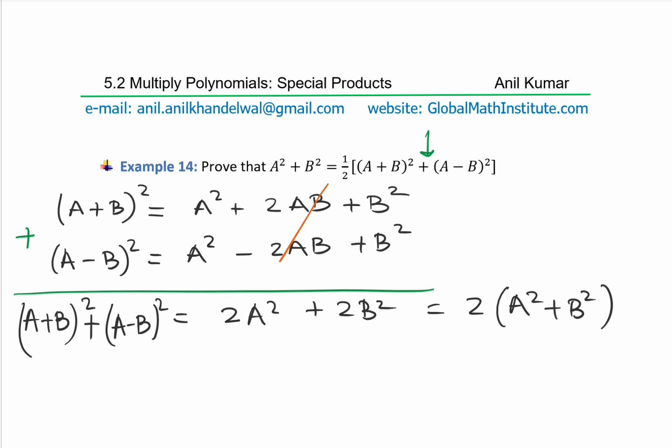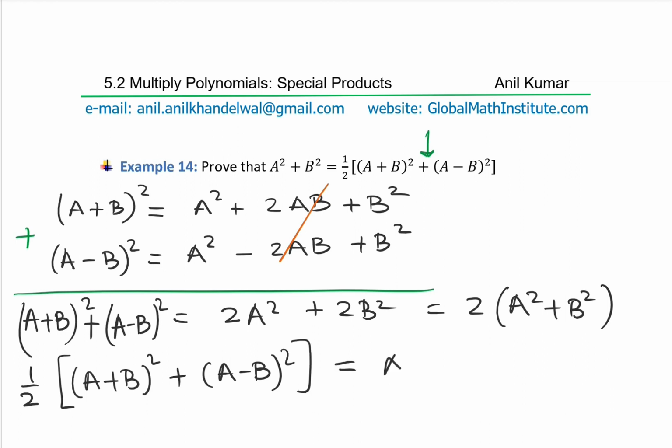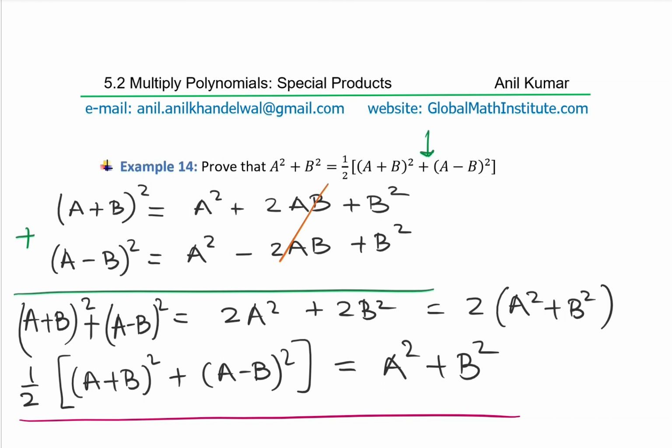Now we need to find what is a square plus b square. So we'll divide by 2 on both the sides. And what we get here is half of a plus b whole square plus a minus b whole square is equal to a square plus b square. And that is the formula which we wanted to derive. Is that clear to you? Now this is an excellent formula which we have just derived, and in many multiple choice questions, direct application of this formula can help you nail the competition.